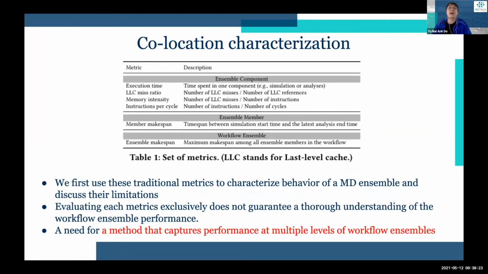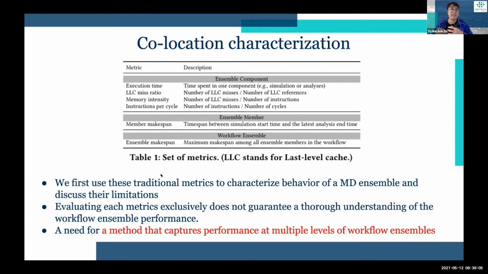Okay, so at the beginning, we first conducted a very initial experiment to characterize the collocation. We introduced a set of metrics. As you can see in the table, these are the traditional metrics: we have the execution times, the last level cache miss rate and memory intensity to describe the level of contention, and instructions per cycle. We can also have makespan at the level of ensemble member and workflow ensemble as well.